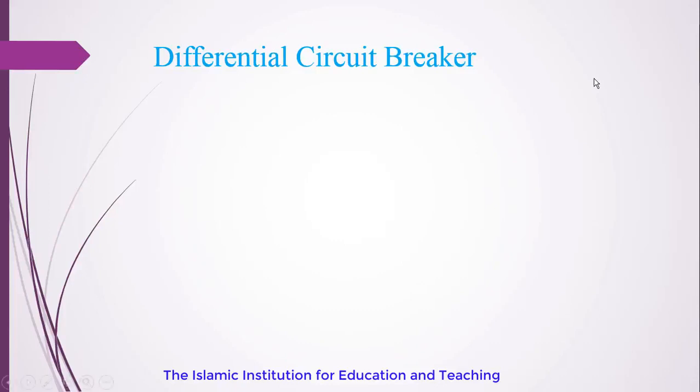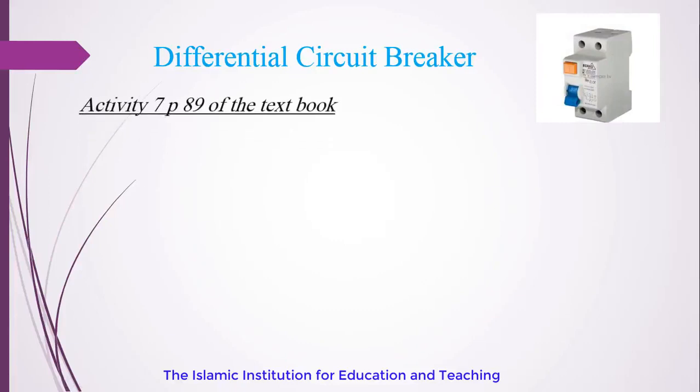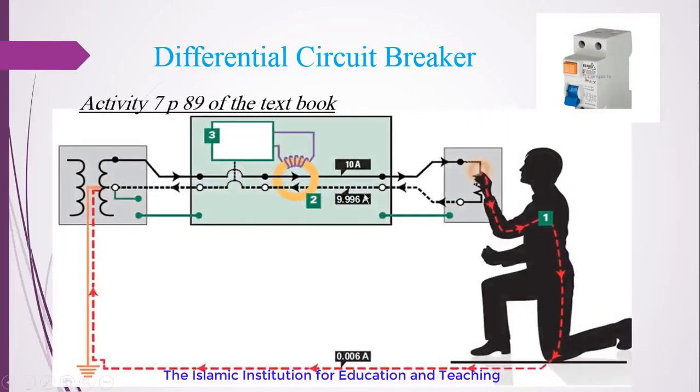Finally, let's talk about the differential circuit breaker. In this figure, we have a differential circuit breaker. The black line represents the live line, which carries 10 amperes current. And this is a person touching accidentally the live line. Thus, we have an amount of current leaking. Due to this leaking current, the amount of current passing back through the neutral line will be less than 10 amperes.